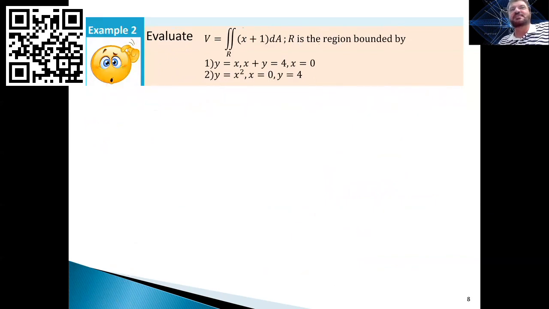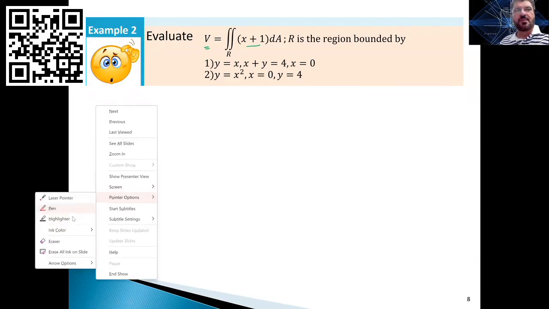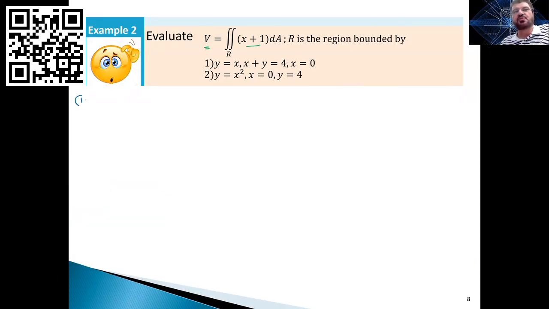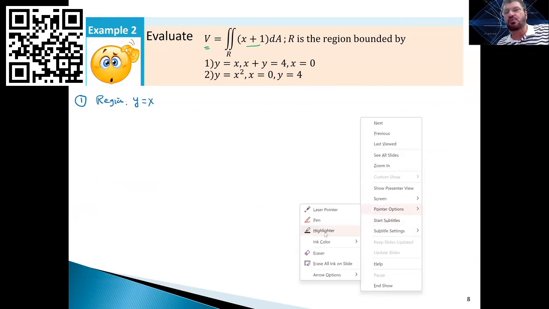Alrighty, let's look at this one. It says, evaluate this. So this is a volume. Who is this, by the way? This is the surface. This is z equal x plus 1, where R is the region bounded by, let's look at number 1. Let's do number 1. Our region here is bounded by y equal x. Let's make the graph, guys, and see how the region looks like.